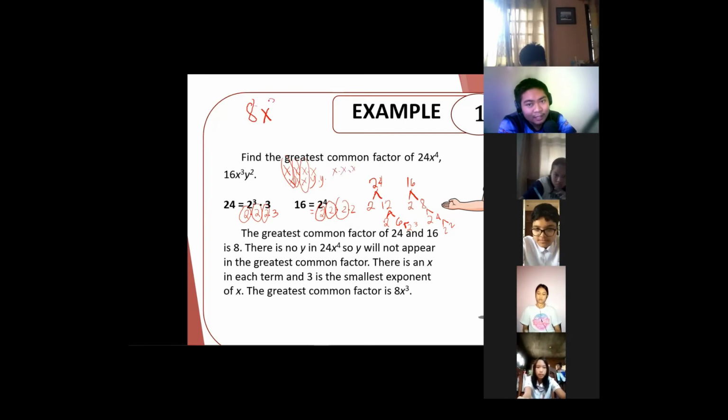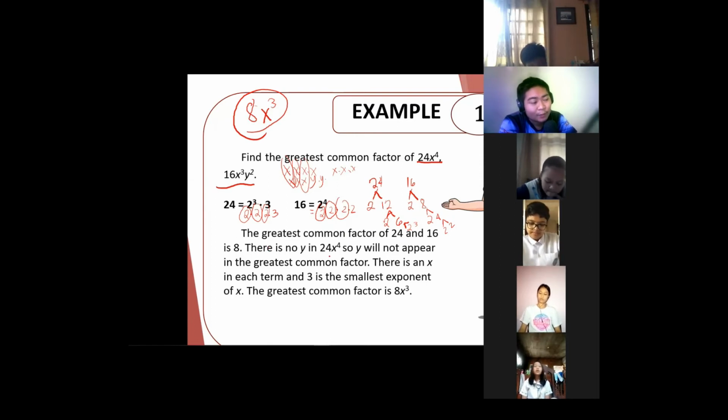That would be x cubed. So therefore, the common factor for 24x raised to 4 and 16x cubed y squared is 8x cubed. So the common factor of 24 and 16 is 8. There is no y in 24x raised to 4, so y will not appear in the greatest common factor. There is an x in each term and 3 is the smallest exponent of x. Therefore, the greatest common factor is 8x cubed. Nakuha?